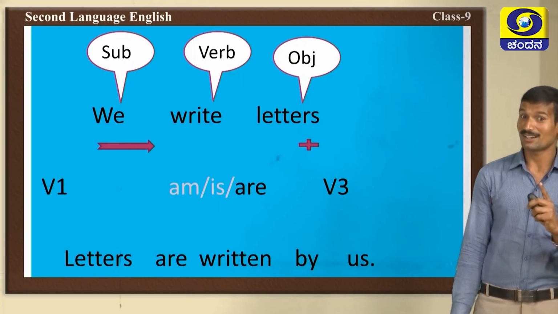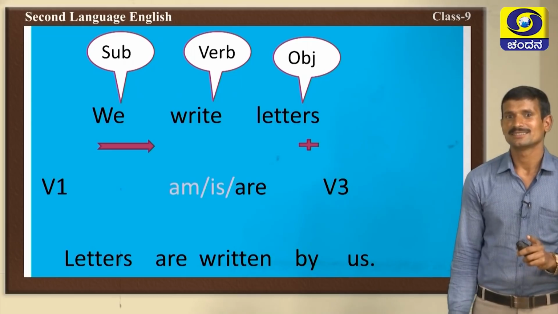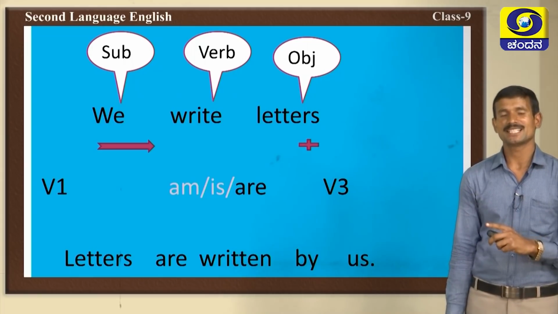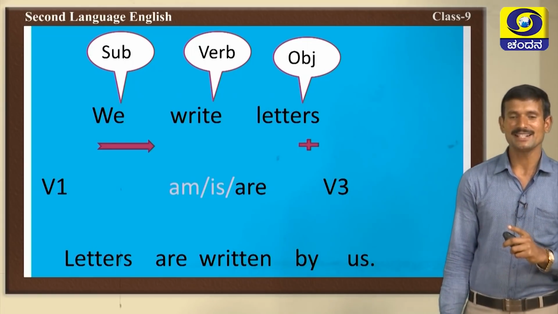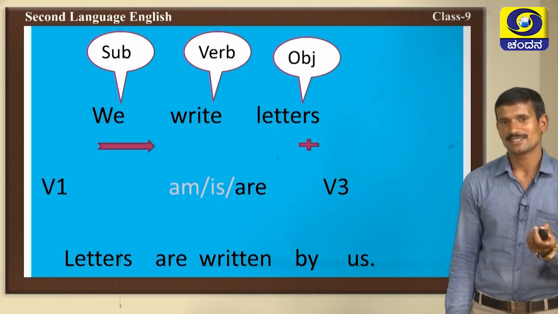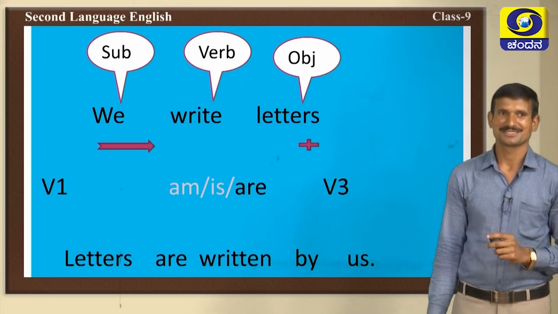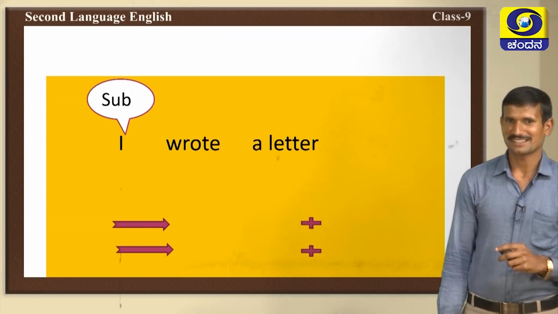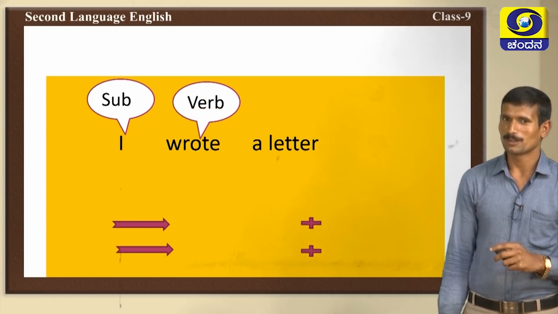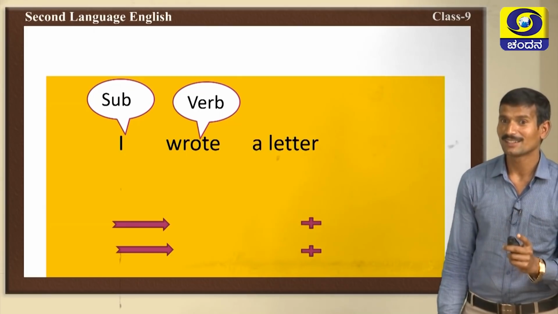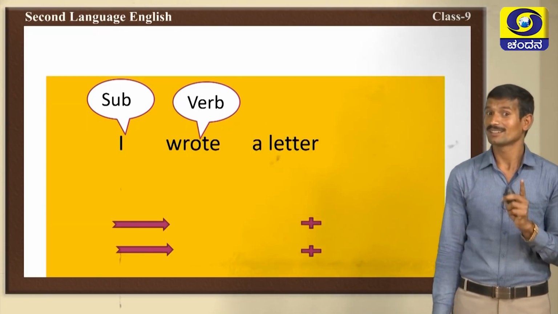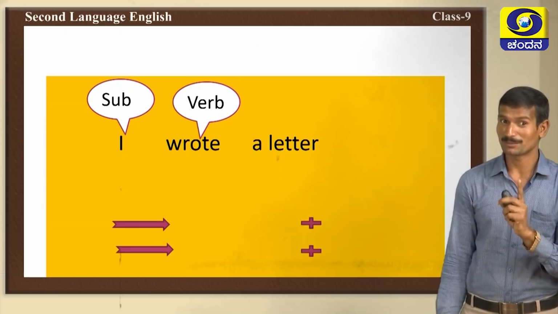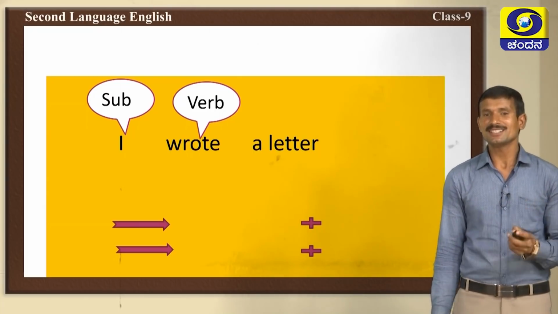Good, we should use are. Letters are. Then write changes into past participle form, a verb 3 form, that is written. Now, we should add by preposition and we changes into us. Very good, follow this. Then, I wrote a letter. I is subject, wrote is a verb. Wrote is a verb, but it is verb 2 form. Remember this, write is verb 1 form, wrote is verb 2 form. Remember this, very good.